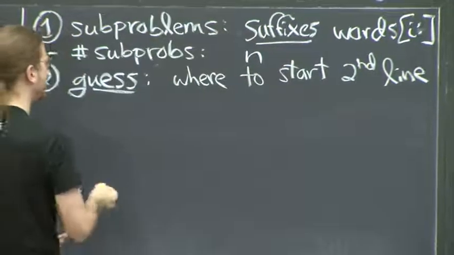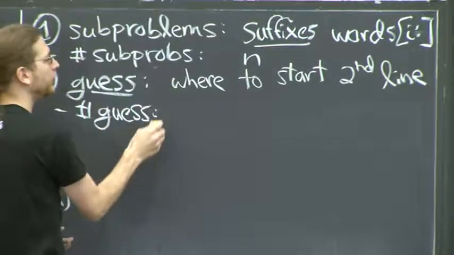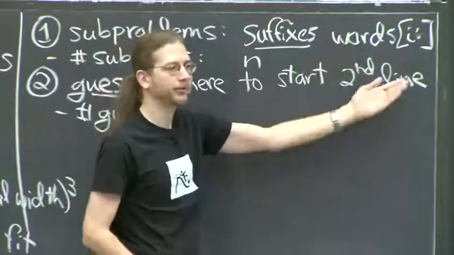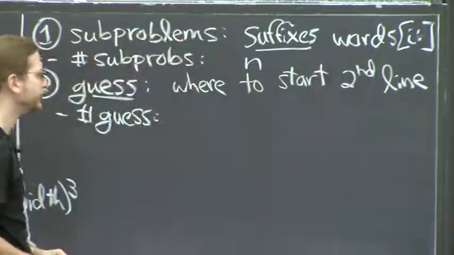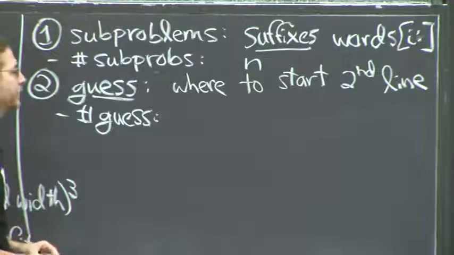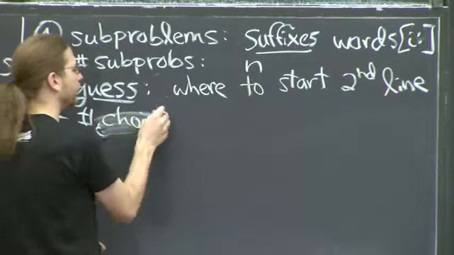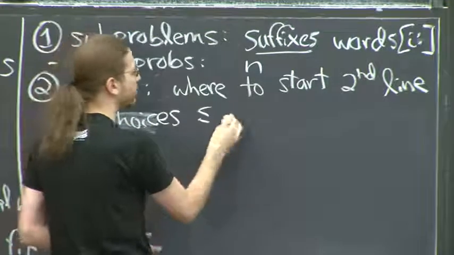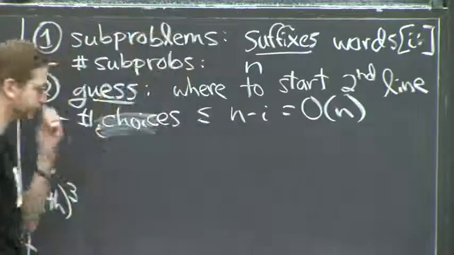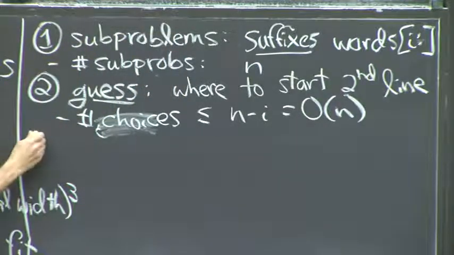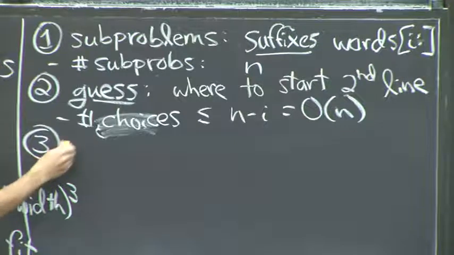OK, so this could be the I plus first line. It could be the I plus second line. Or sorry, word. Some word after I is where we guess the second word. The number of choices for the guess is at most n minus I. I'm just going to think of that as order n. It won't matter. The third part is we need a recurrence relation.